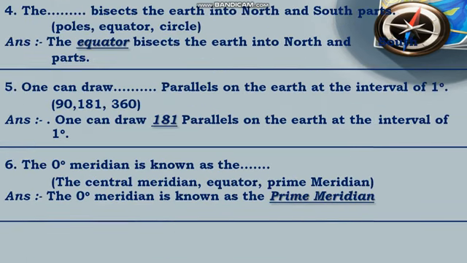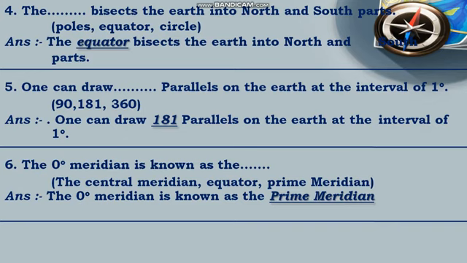Fourth, the dash bisects the earth into north and south parts. Options are poles, equator, circle. Answer is, the equator bisects the earth into north and south parts.